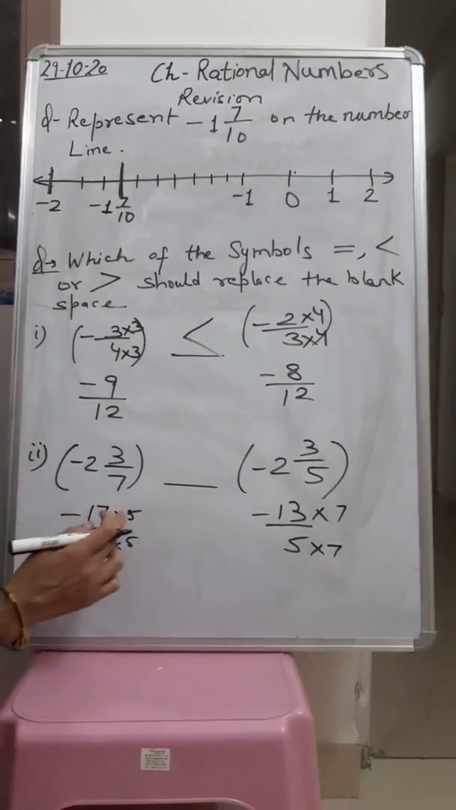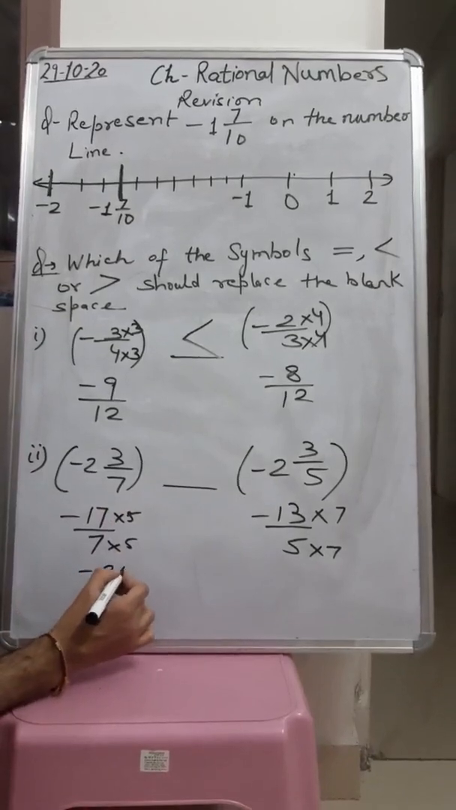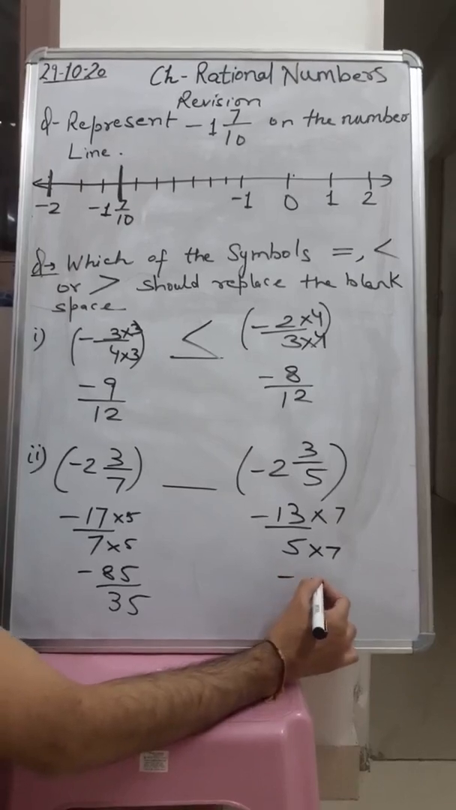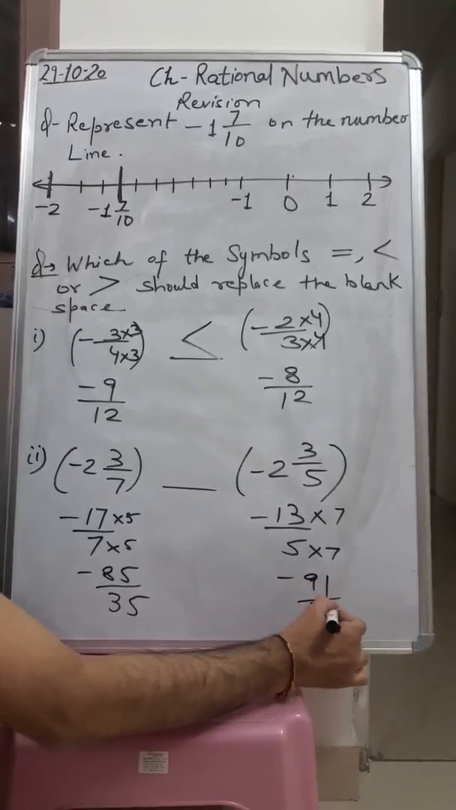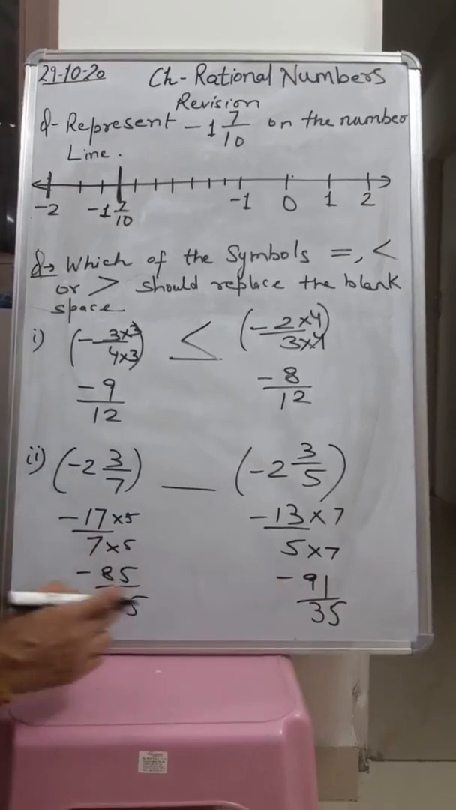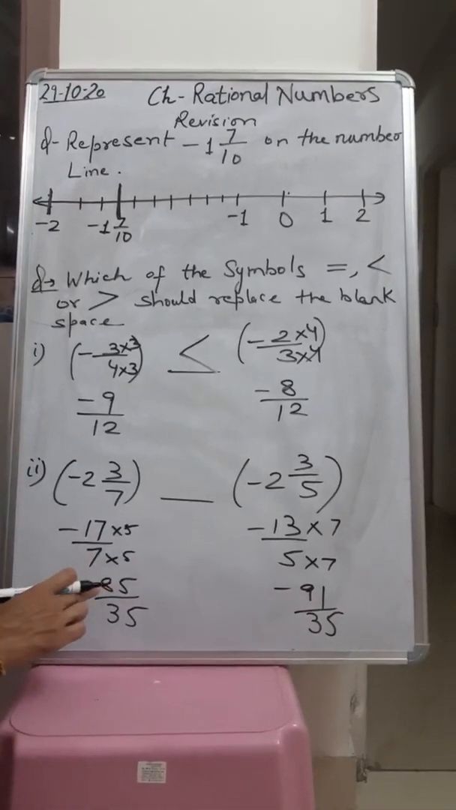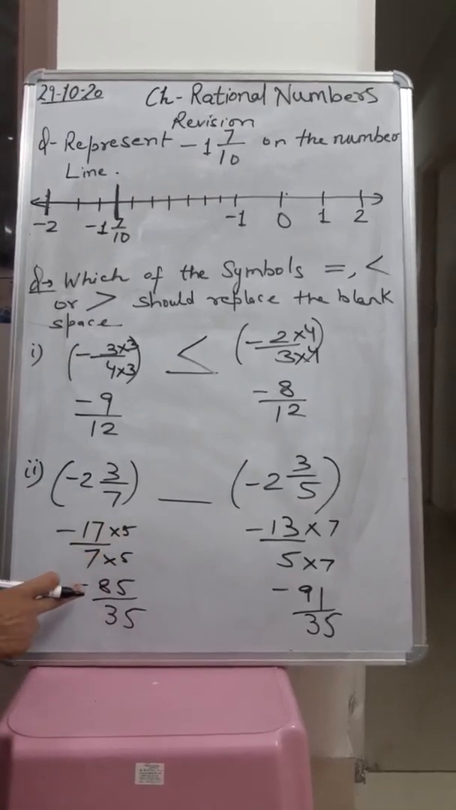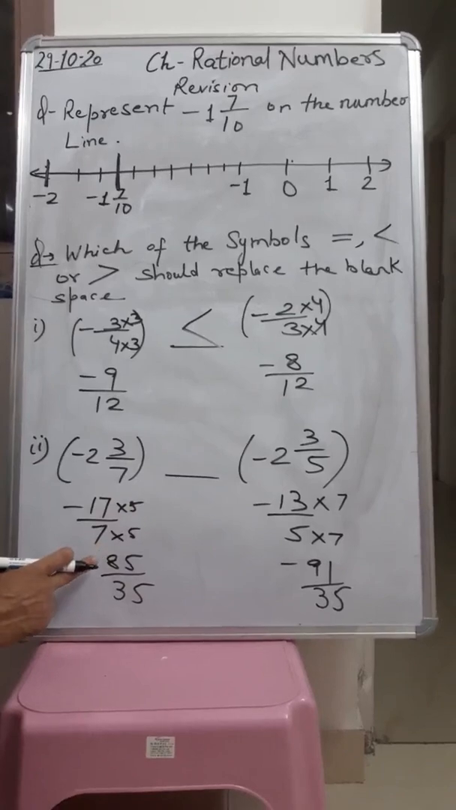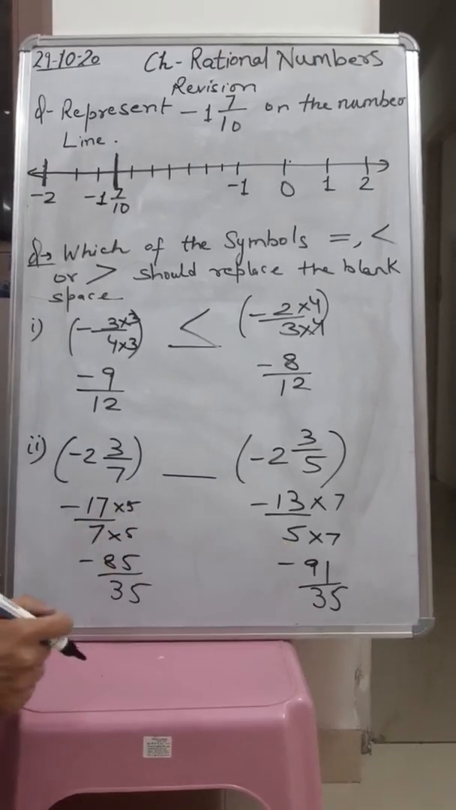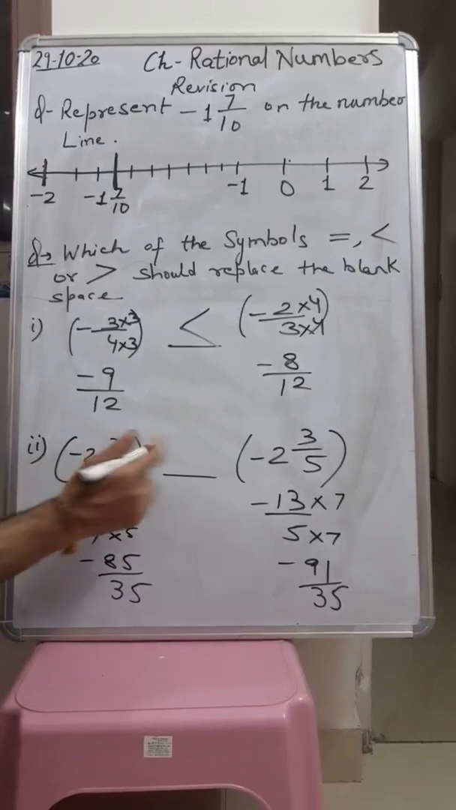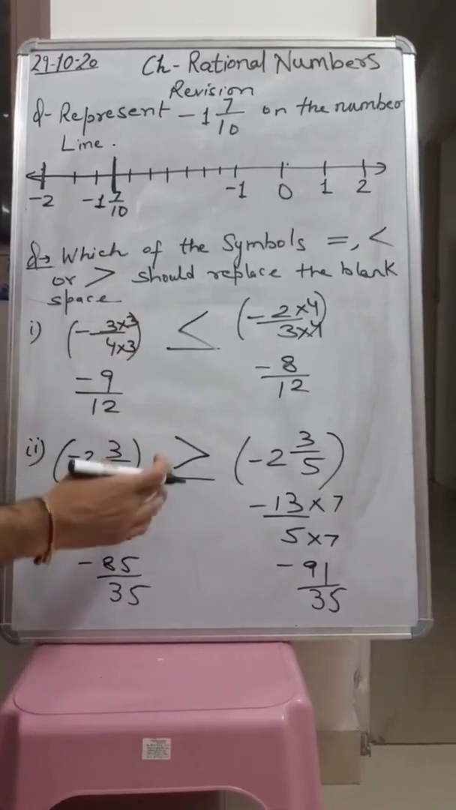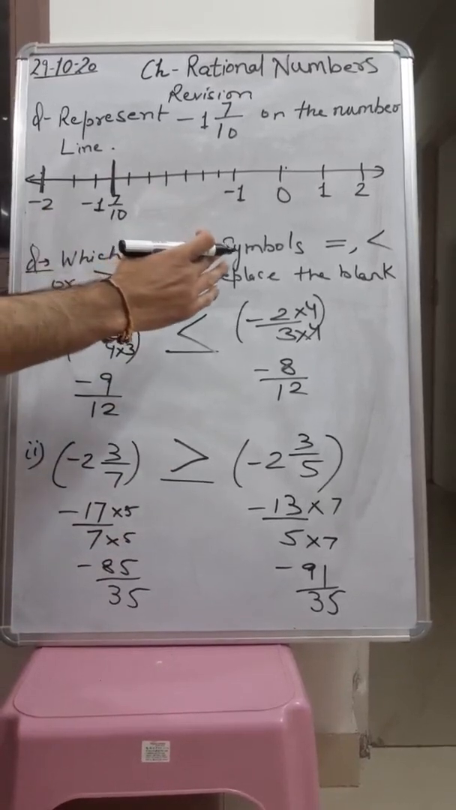So minus 17 times 5 gives you minus 85 upon 35, and minus 13 times 7 gives you minus 91 upon 35. So now the denominator has become the same. Now we have to see the numerator. Minus 85, minus 91. That means which will be greater? The greater will be minus 85. Why? Because minus 85 is nearer to 0 in comparison to minus 91. That means this side will be greater. So in this way we can compare the rational numbers and put a sign of equal, smaller or greater.